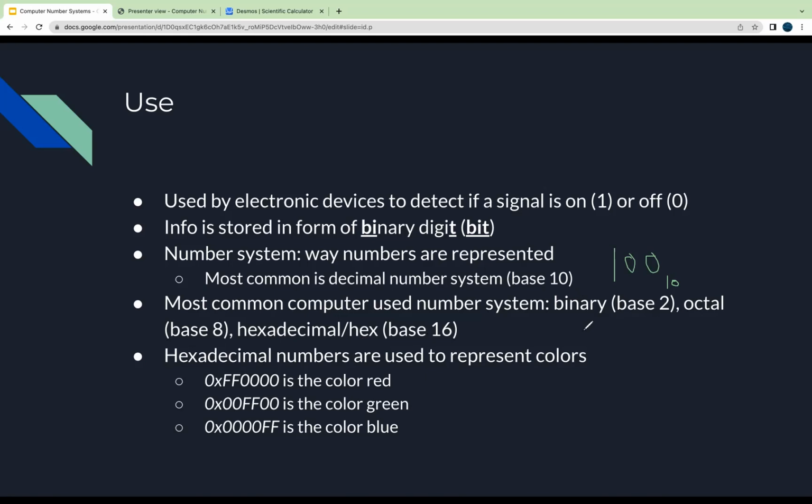I'm sure most of you have heard of what binary is, given that most movies depict hackers with ones and zeros flying across the screen, and some of you may also know that these are called binary digits, short for bit.